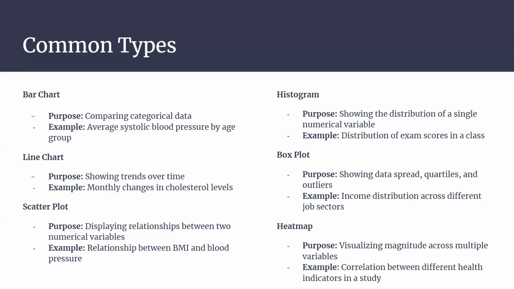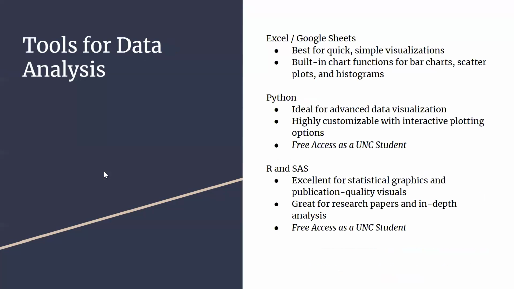And then lastly, heat maps are best for visualizing magnitude across multiple variables. This really focuses on correlation, and a good example of this is what is the correlation between different health indicators in a study. So like data analysis, a lot of the same software is really good for creating visuals. Again, as a UNC student, you have free access to all of these and you can download those to your computer.